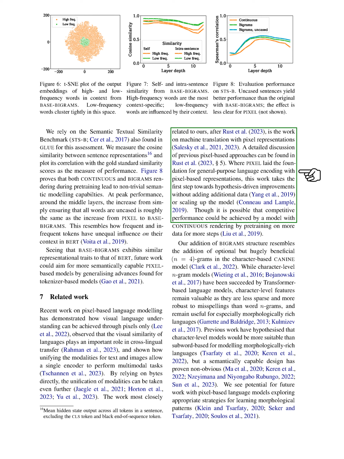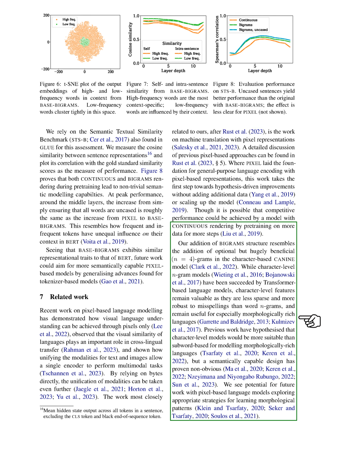We've made hypothesis-driven improvements without needing additional data or a larger model. However, it's possible that a model using continuous rendering could perform competitively if it's pre-trained on more data for a longer time. Our addition of a bigrams structure is similar to the optional but highly beneficial 4-grams in the character-based CANINE model. While transformer-based language models have surpassed character-level n-gram models, character-level features are still valuable. They're less sparse and more robust to misspellings than word n-grams, and they're particularly useful for languages with rich morphology.